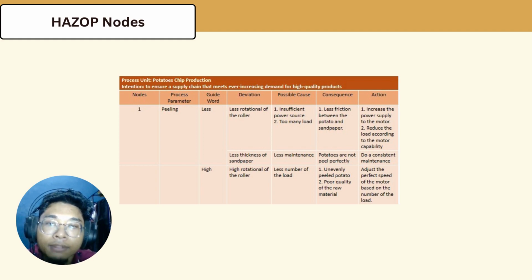And for the high, the deviation is the high rotation of the roller, which the possible cause might be due to the less number of the load or the air, with the consequence of unevenly peeled potato or poor quality of the raw material. The action that should be taken is to adjust the proper speed of the motor based on the number of the load that has been put in the machine.